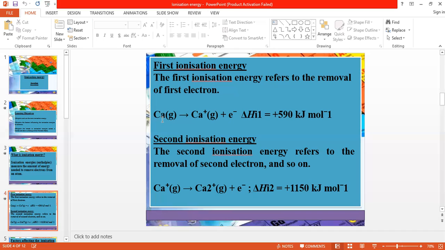So this is 590 and 1150. Is it the same for every other element? No, not for all, only for calcium. Different atoms need different amounts of energy. Why? Because calcium has atomic number 20. If we learn about sodium, atomic number 11, we have fewer electrons. Here there are 20 electrons, more electrons. So it depends upon which atom you are going to remove the electron from.